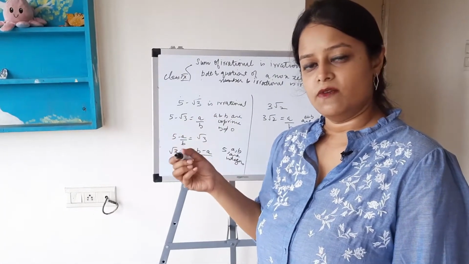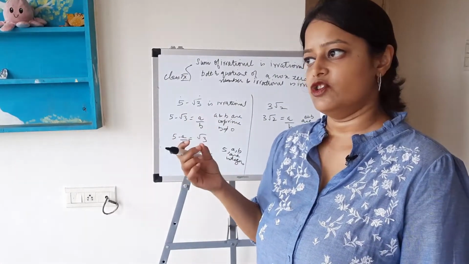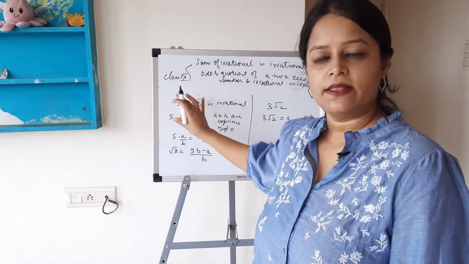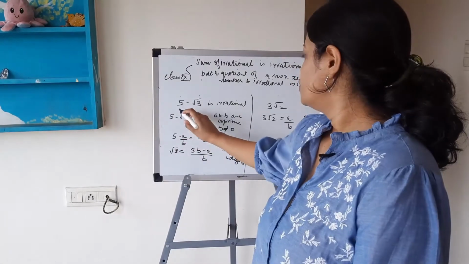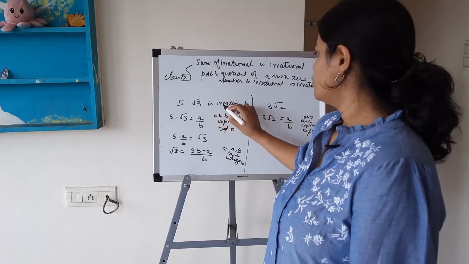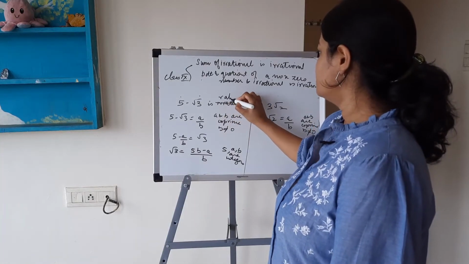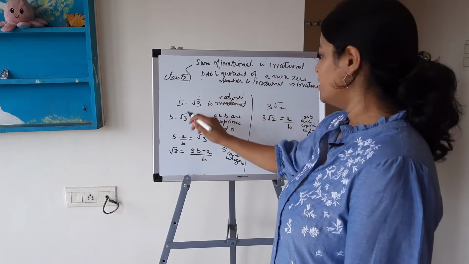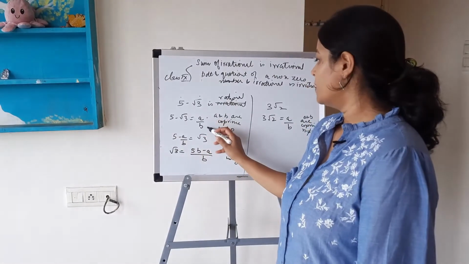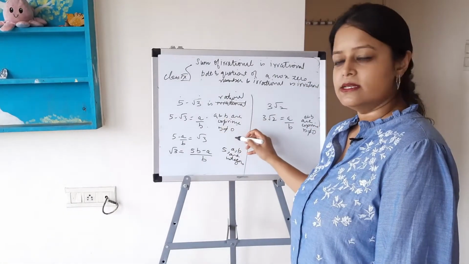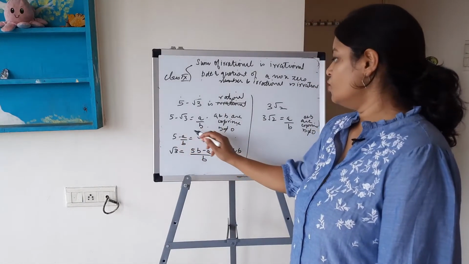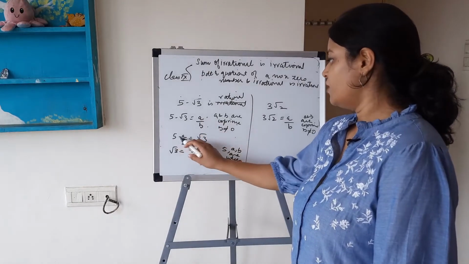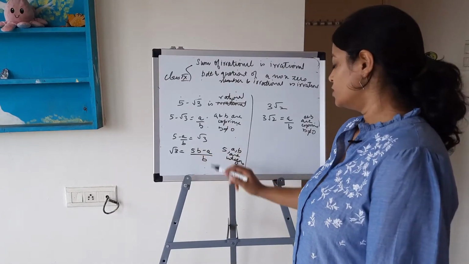As we did previously, we are going to first make the assumption that this is actually rational, and then we are going to disprove it. So 5 minus root 3 is irrational. So we are first saying that it is rational. Now, if it is rational, then it can be expressed as a by b, where a and b are co-prime and b is not equal to 0. So we are just rearranging here. 5 minus a by b equal to root 3 is equal to this.